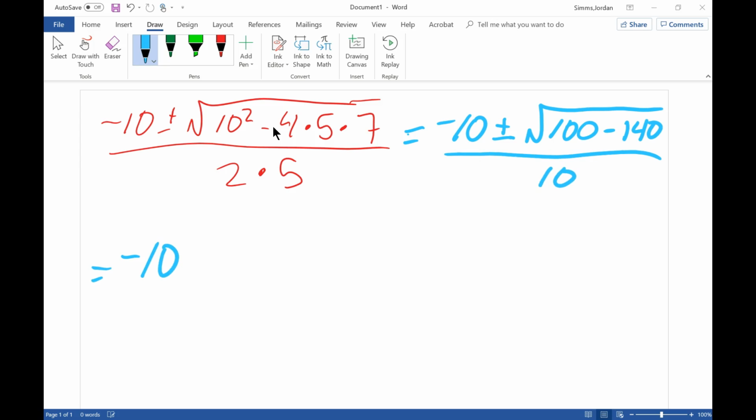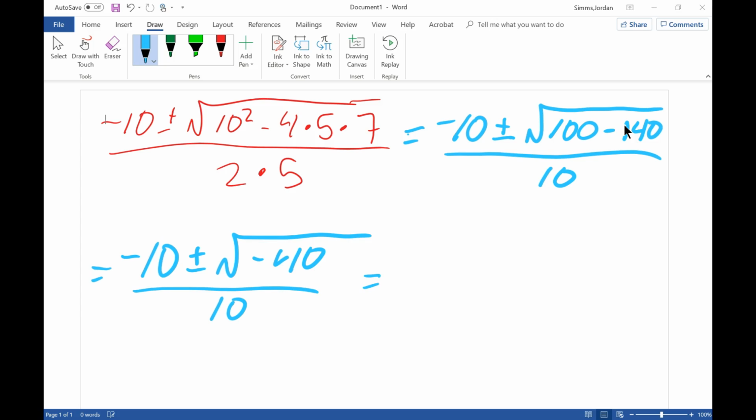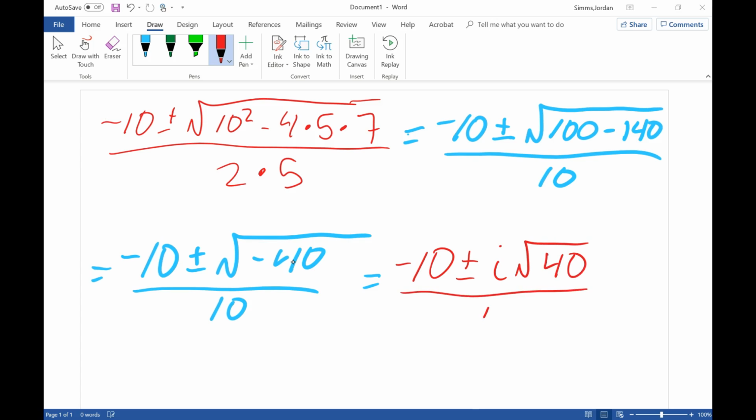All right, I'm going to rewrite this again. Plus or minus. Now the square root here, we're going to have 100 minus 140, which is going to give us negative 40. Still over 10. I could split this up, but I won't do it for now. You could if you want, that's cool too. Now remember, when we're dealing with a negative square root, we have to rewrite this as i times the positive number. So this is going to equal negative 10 plus or minus i root 40 over 10.